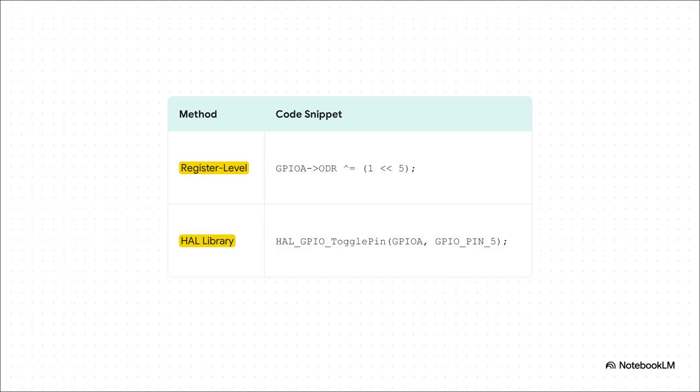Then look at the HAL library version below it, HAL GPIO toggle pin. It's doing the exact same thing under the hood, but it's wrapped in a function that you can actually read like a sentence. You're trading that raw, direct access for clarity and ease of use.